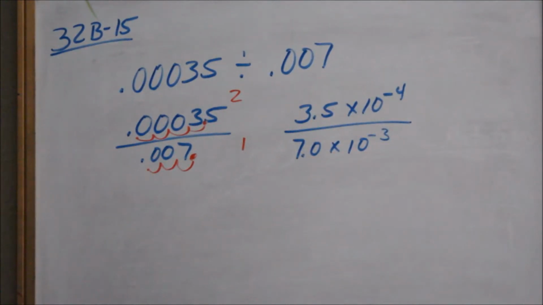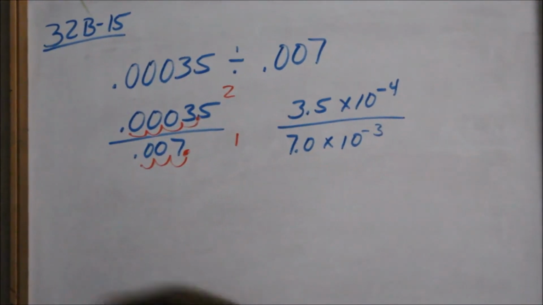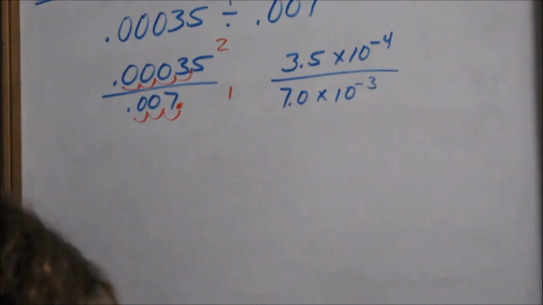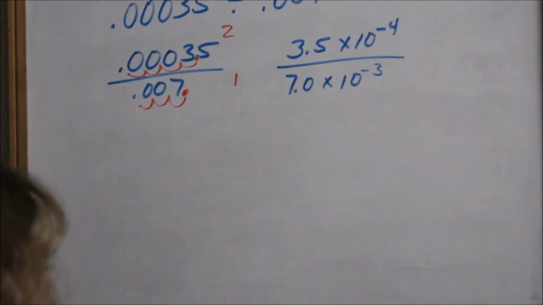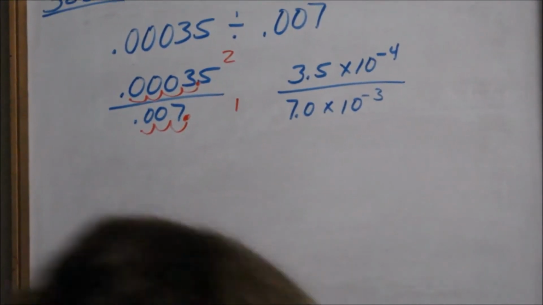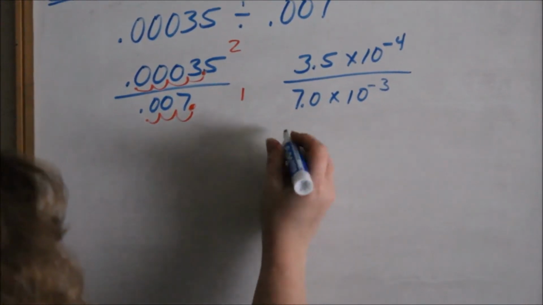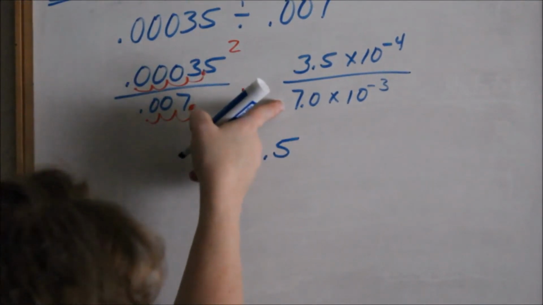Okay, we're dividing. So now I divide my numbers. 3.5 divided by 7. So you can do that in your calculator. Sorry, not 0.7, just 7. 3.5 divided by 7. And that comes out to 0.5. So 0.5 is 3.5 divided by 7.